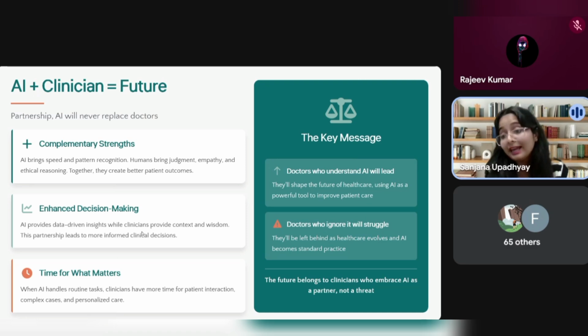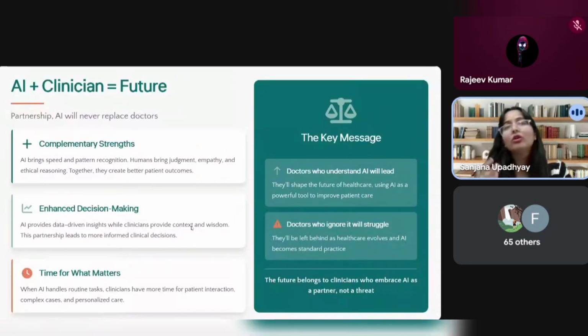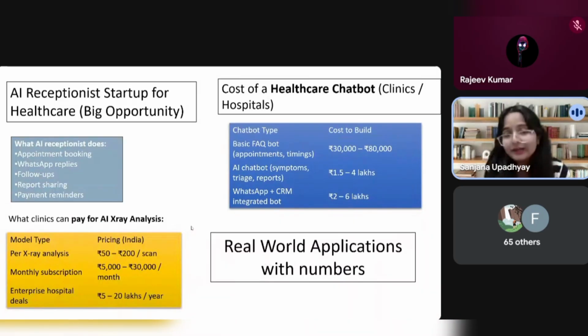So if someone wants to build AI in healthcare, whether it be medical devices in the market, or software which is going to automate the work of clinics or hospitals, big multi speciality hospitals, if it is done by doctors, then the things we build are going to be very good. So doctors who understand AI will lead, but doctors who ignore it will struggle. I would not say struggle, but it is written in the slide. It will be difficult for them to adapt in future, because AI is going to be there, and if you are a clinician who is up to date, then it is going to help. So let's speak about numbers, and let's speak about real world examples of AI in healthcare.